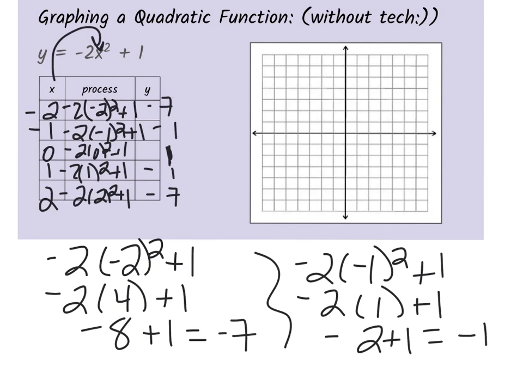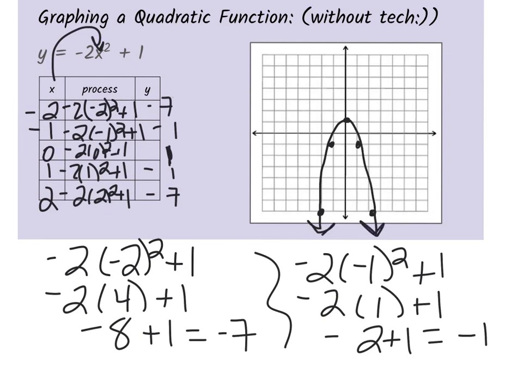So negative 2, negative 7. 1, 2, 3, 4, 5, 6, 7, right on the edge here. And then I have negative 1, negative 1, so right here. Then I have 0, positive 1, and now I'm going to turn around and come back to 1, negative 1, and 2, negative 7. So now my parabola looks like this. There we go.